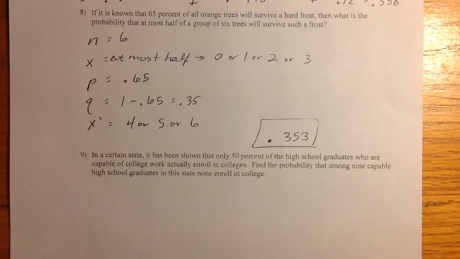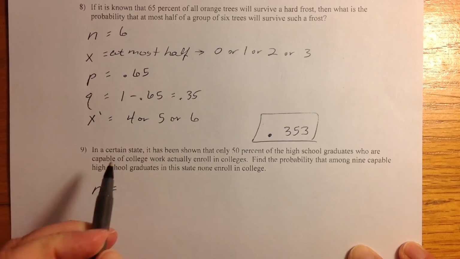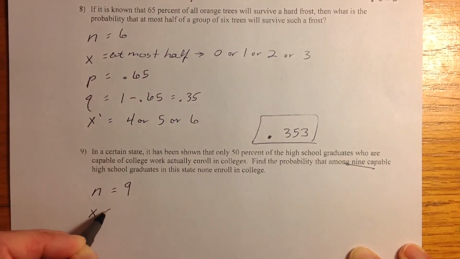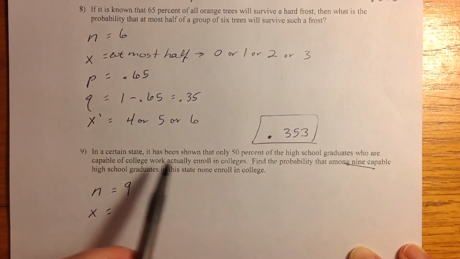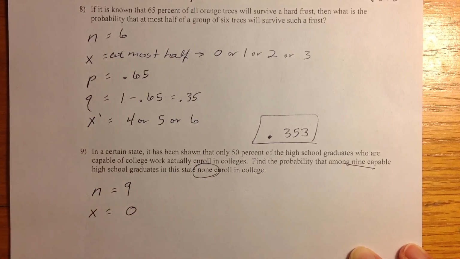Last one, very short and sweet. In a certain state, it has been shown that only 50% of the high school graduates who are capable of college work actually enroll in colleges. Find the probability that among 9 capable high school graduates, in this state, none enroll in college. So N is the total number of students they mentioned, 9. X is how many they want, so 0.